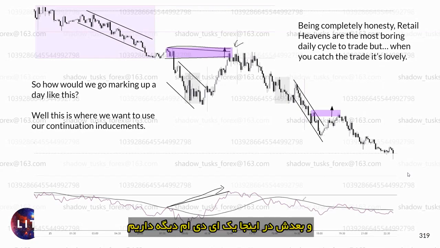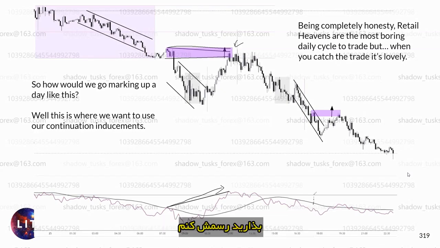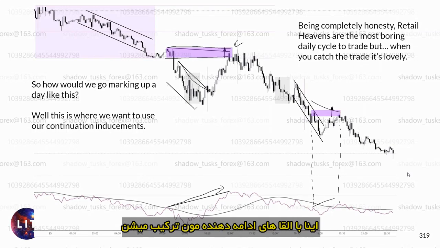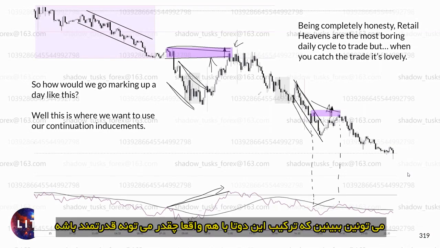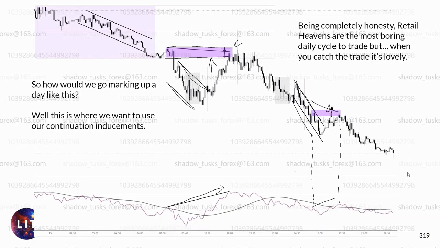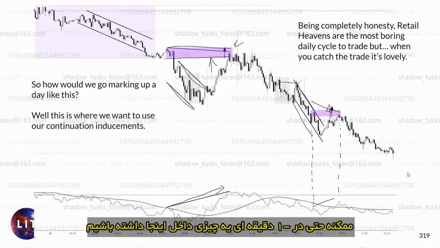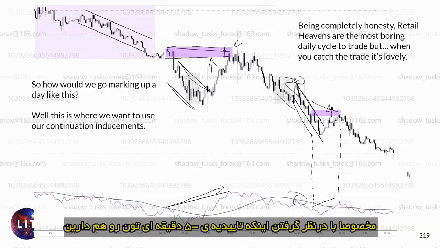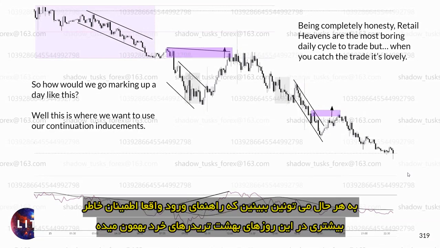And then here we have another EDM, just draw that like so. See, EDM, EDM, and what do these combine with? These combine with our continuation inducements. You can see how combining these two together can be really, really strong. Possibly even something on the M1 within this. This wouldn't be a bad trade, especially considering you've also got your M5 LET confirmation.